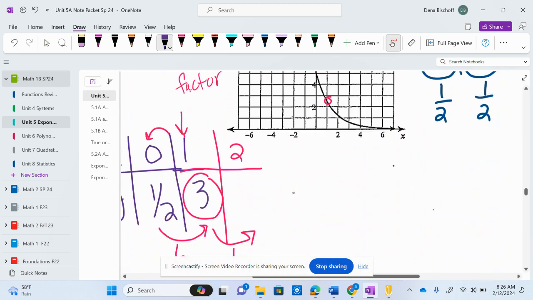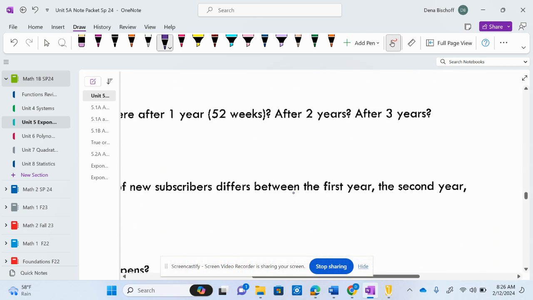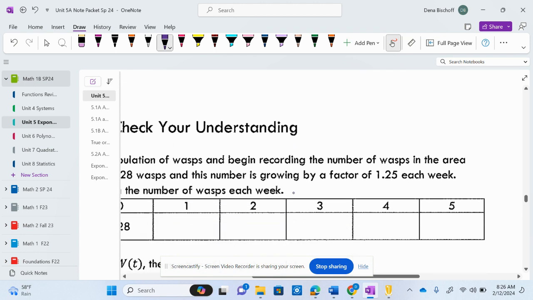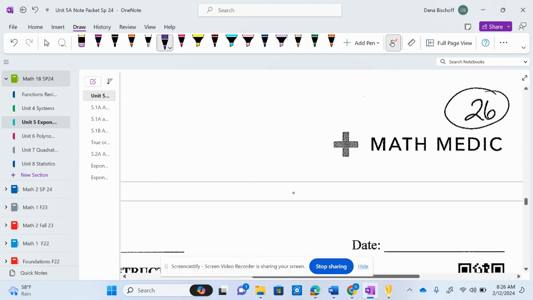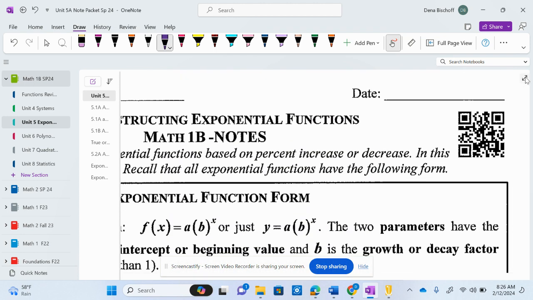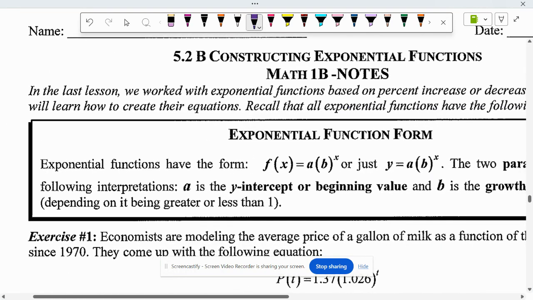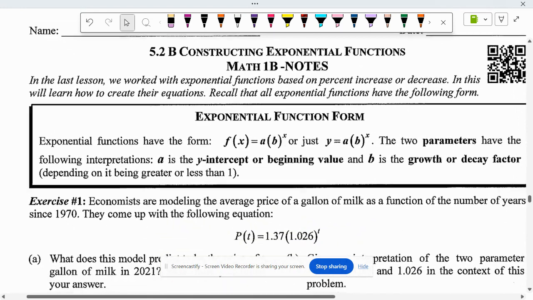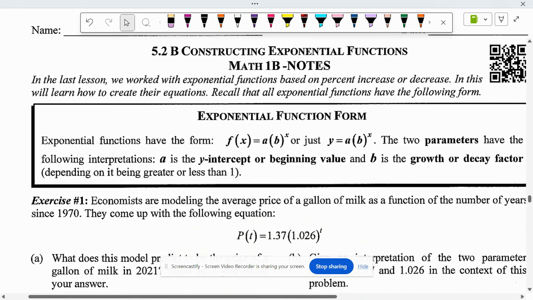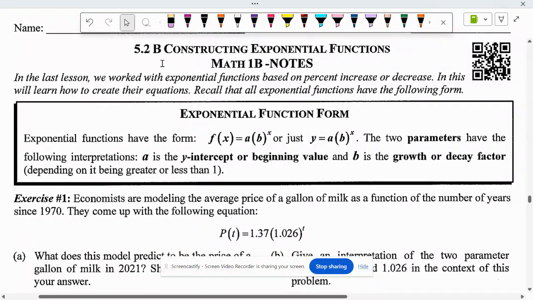So page 27, we're going to construct an exponential function. It says in the last lesson, we worked with exponential functions based as a percent of increase or decrease. That's typically how you're going to see them. Now we're going to learn how to create those equations given a couple of parameters.